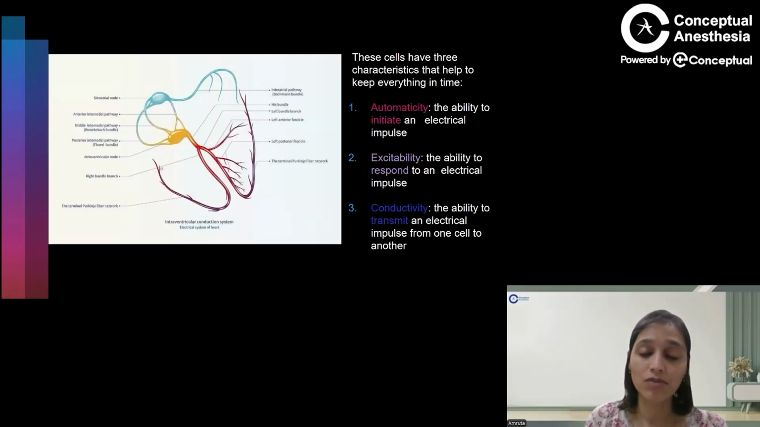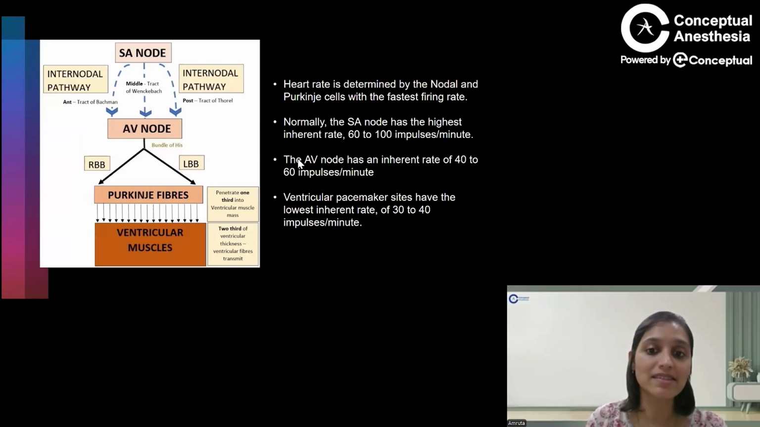The characteristics of these nodal cells or the Purkinje fibers is that they help maintain automaticity, that is, they initiate the impulse, they respond to the impulse that they receive, and they transmit these impulses. So automaticity, excitability, and conductivity are their characteristic features. And this is how it moves.